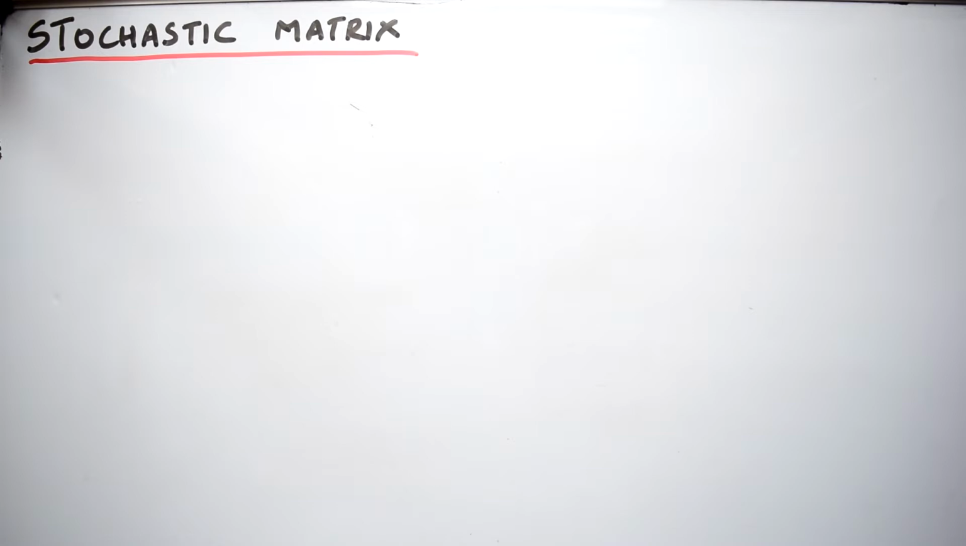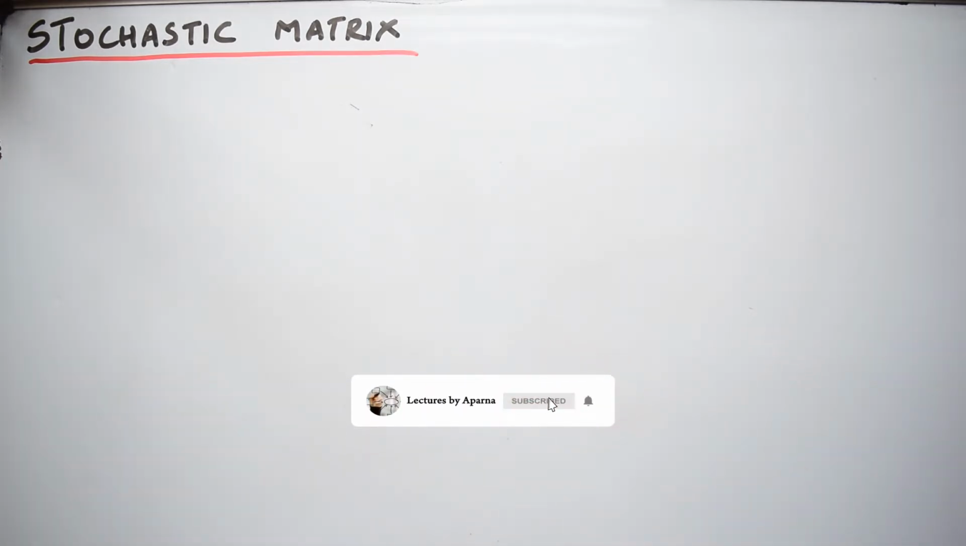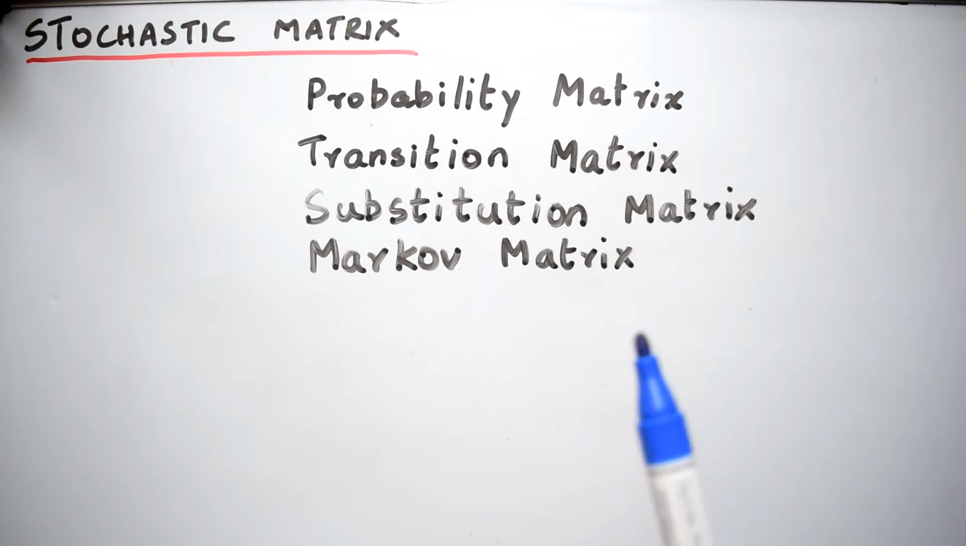In today's video, we will discuss stochastic matrix. Stochastic matrix is a square matrix and each element in it will represent a probability. It is also known by different names like probability matrix, transition matrix, substitution matrix and Markov matrix. It is widely used in probability theory, linear algebra, statistics, etc.